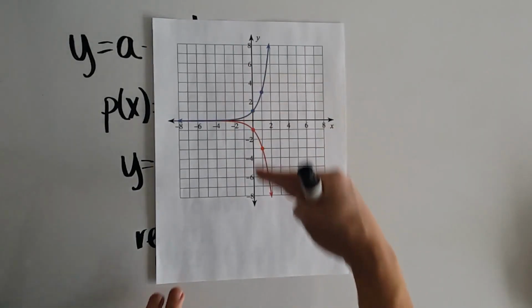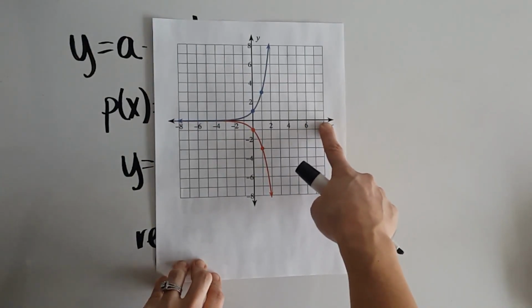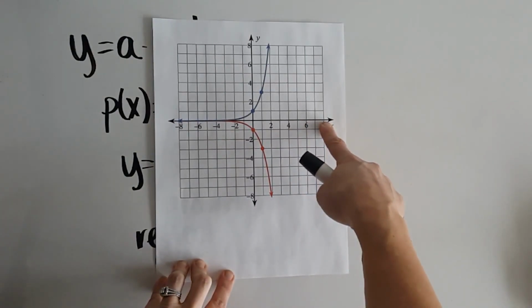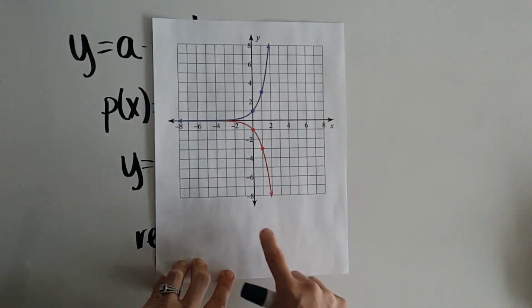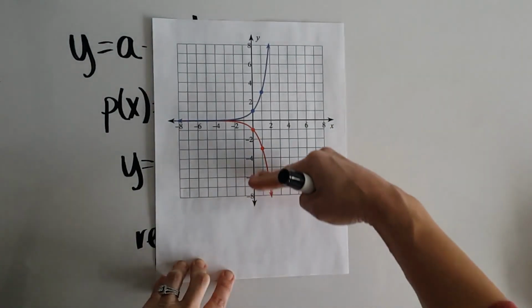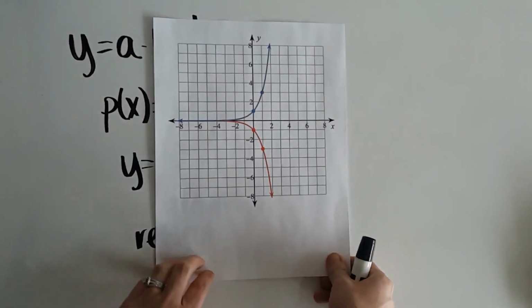Because I didn't shift up or down at all, our horizontal asymptote's in the exact same spot at y equals 0. Except this time, if I'm talking about my range, it's going to go down forever. So the lowest is negative infinity, but it's going to go up and stop at 0. So our range would be negative infinity to 0.